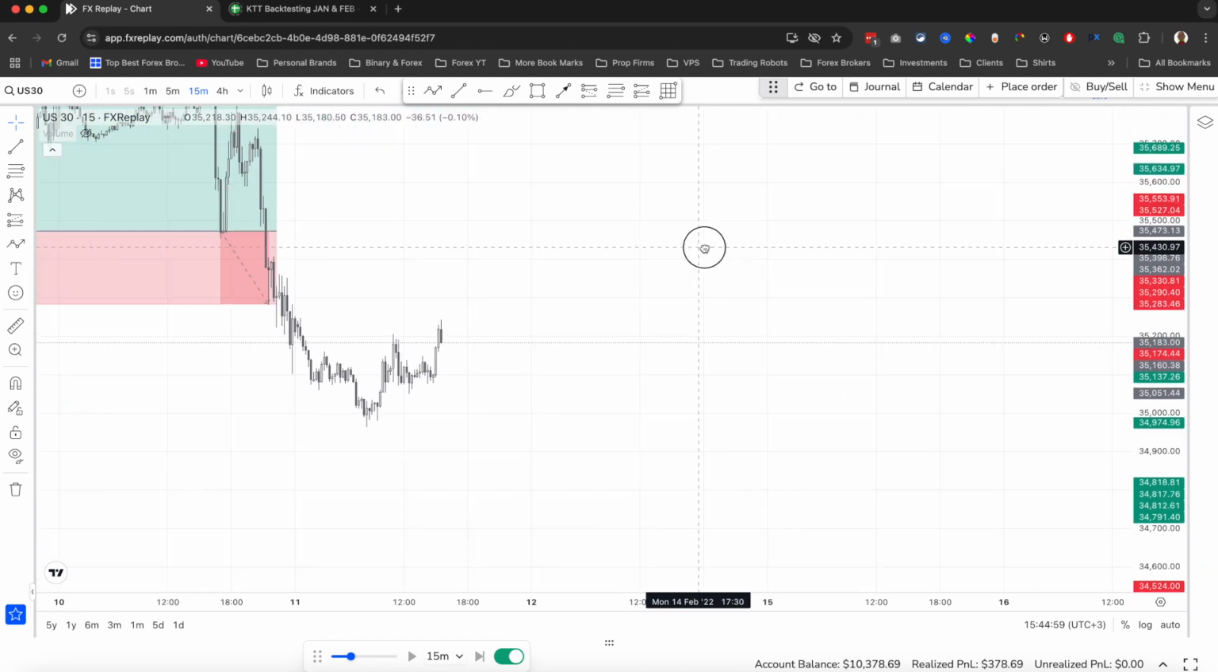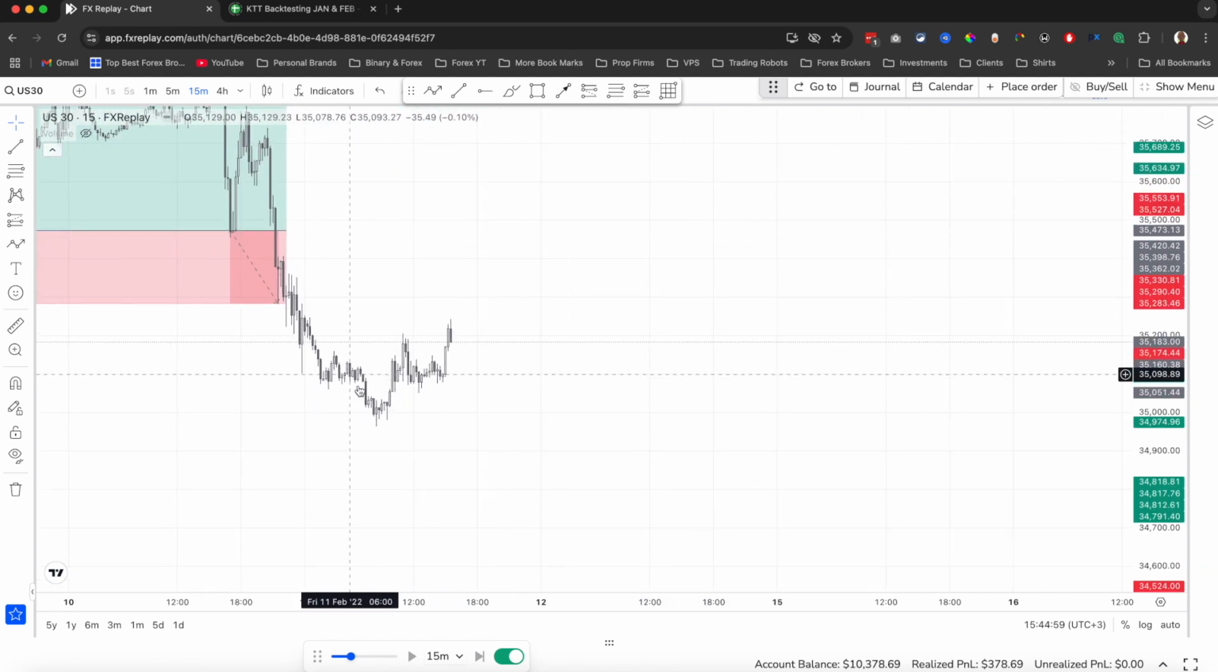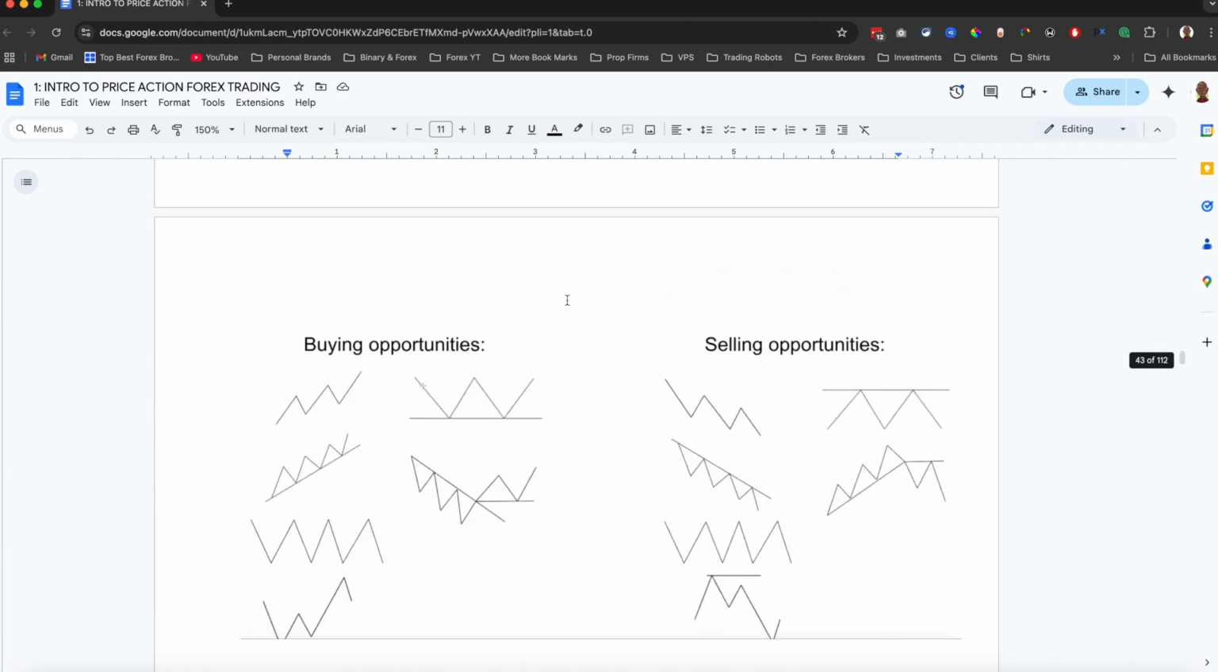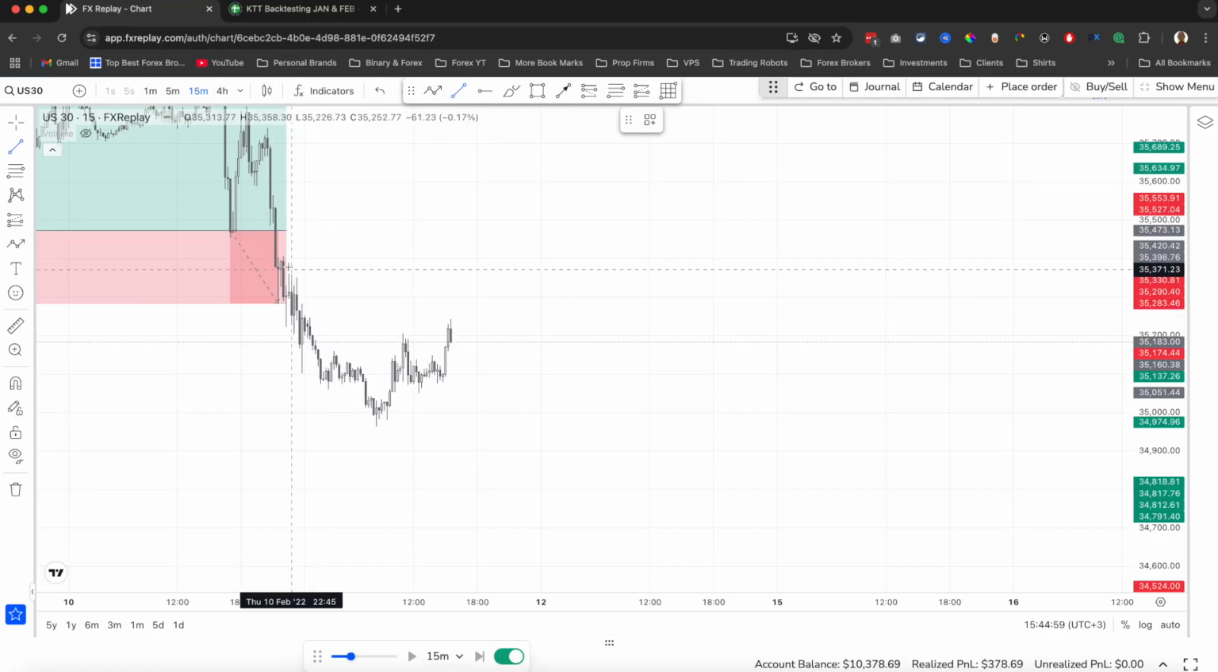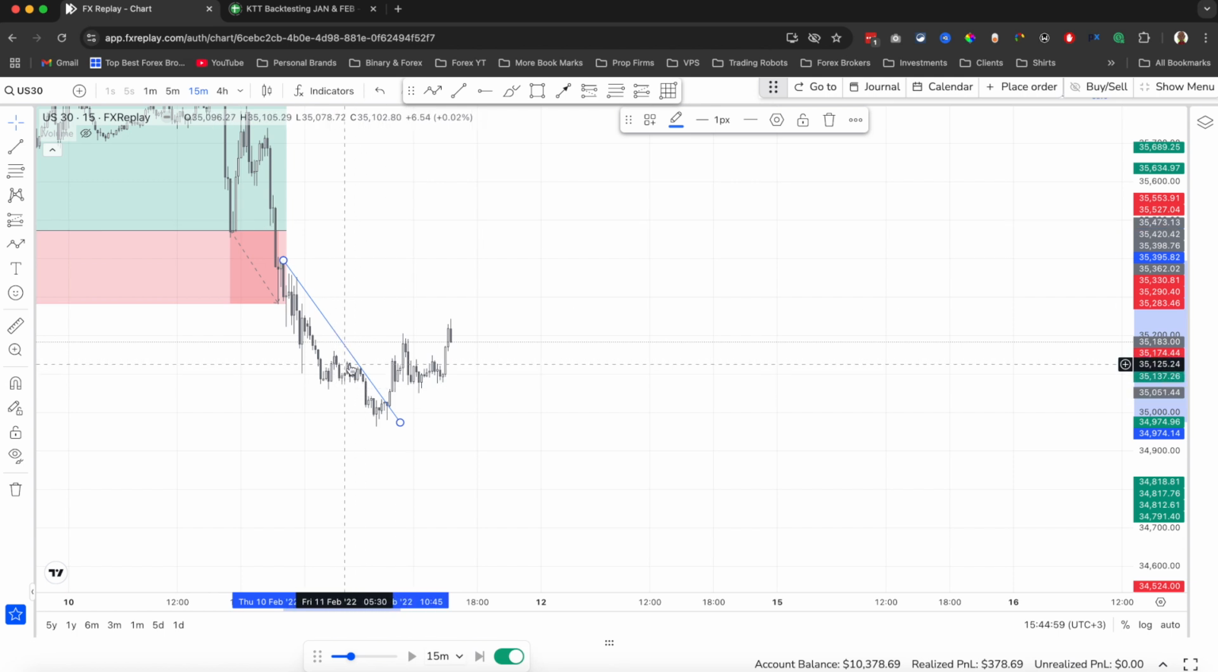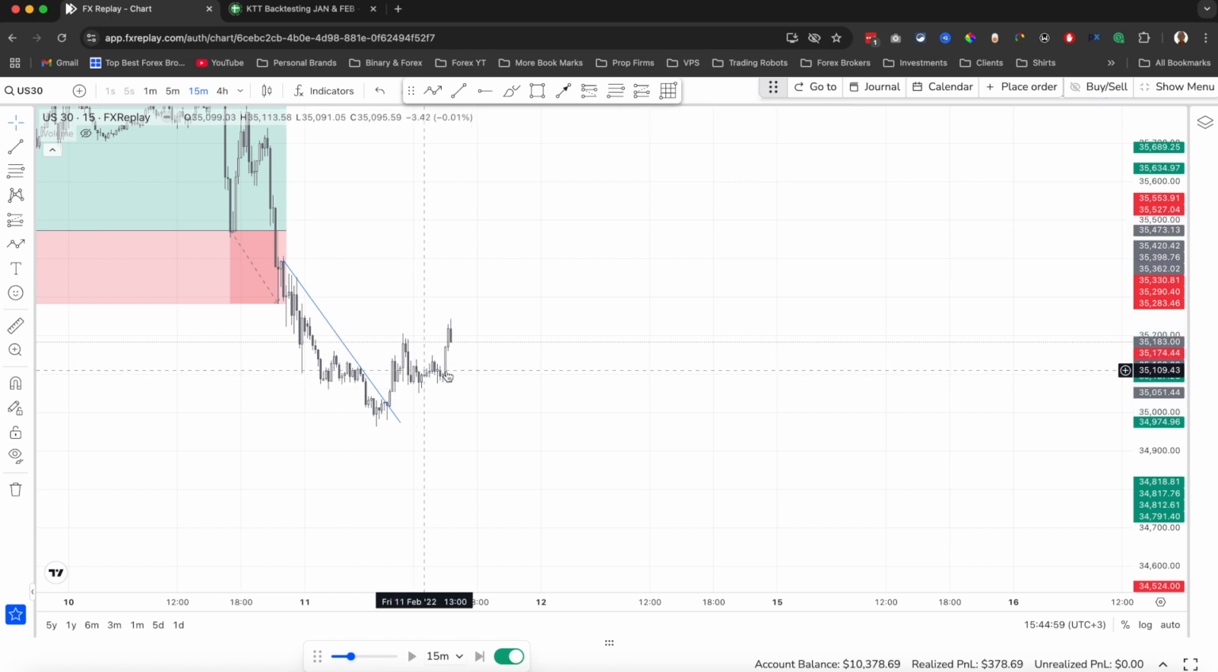Because we're on a 15 minutes time frame, we see the first break of structure, a break of this trend line. Let's say we are here, right? The price was going down and then there was a break of this trend line. Let's mark that up.